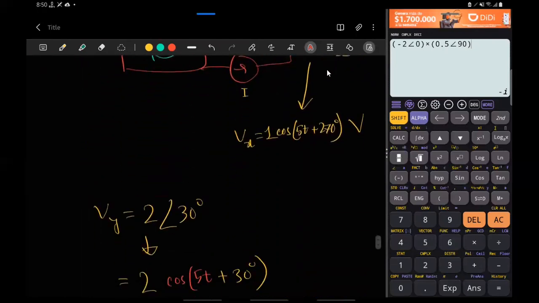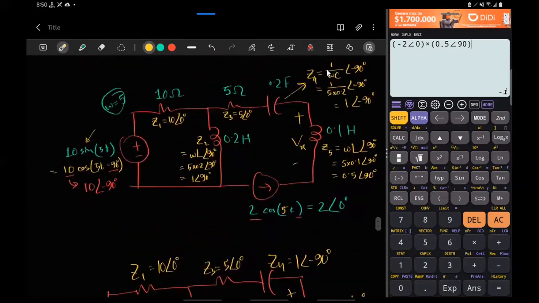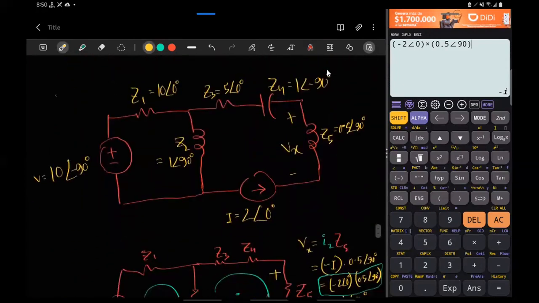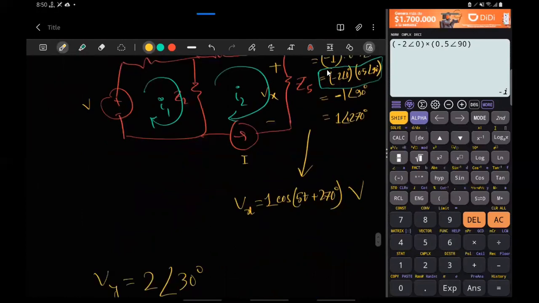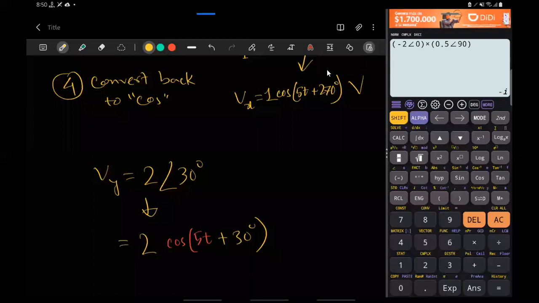So step 3 is that you solve the problem. And after that, oftentimes students forget step 4, convert back. Convert back to cos. This is the part students oftentimes forget. So this is how your AC problems will be presented to you, and this is the type of problems you will have to solve.